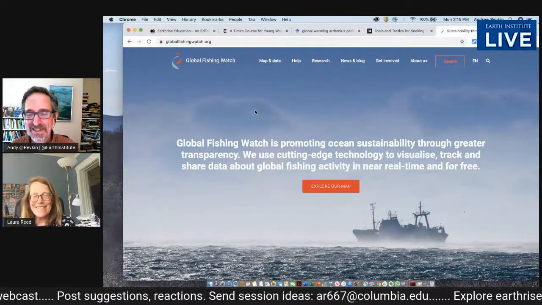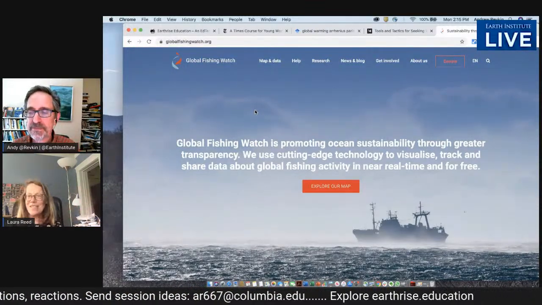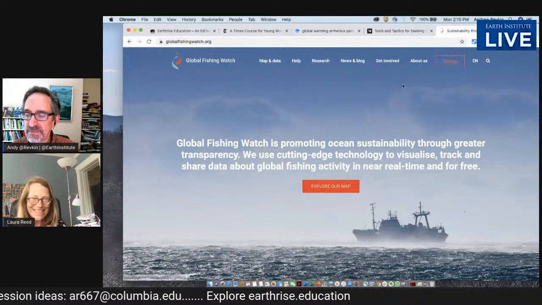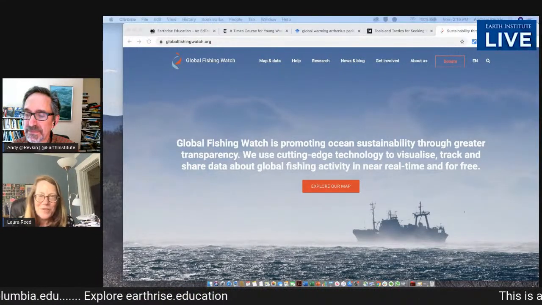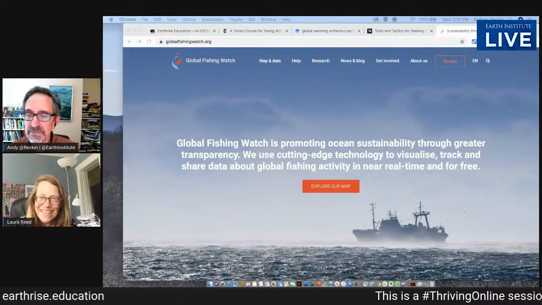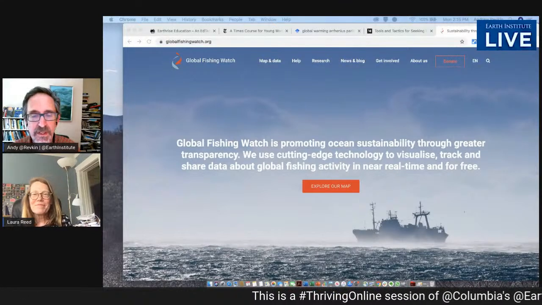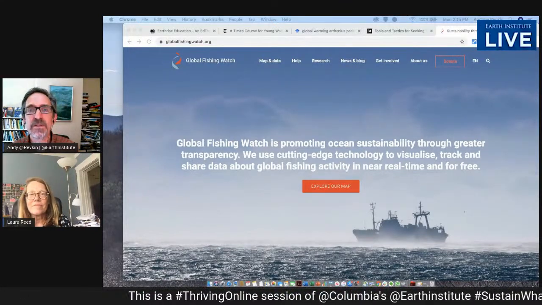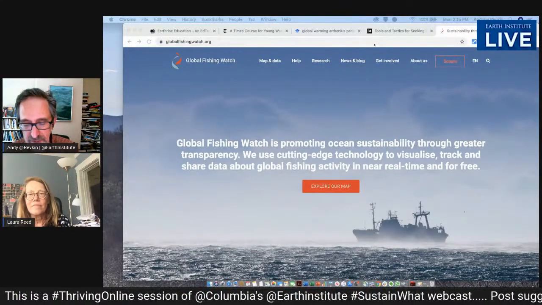Oh, it's fabulous. The illicit trafficking in the South China Sea with North Korea, this is fabulous because you can actually track it through open source. And there are many, many examples like that. In fact, Earthrise Education is similar with satellite imagery.